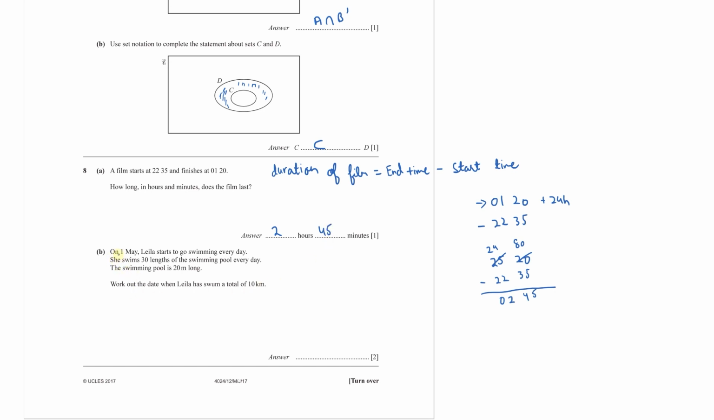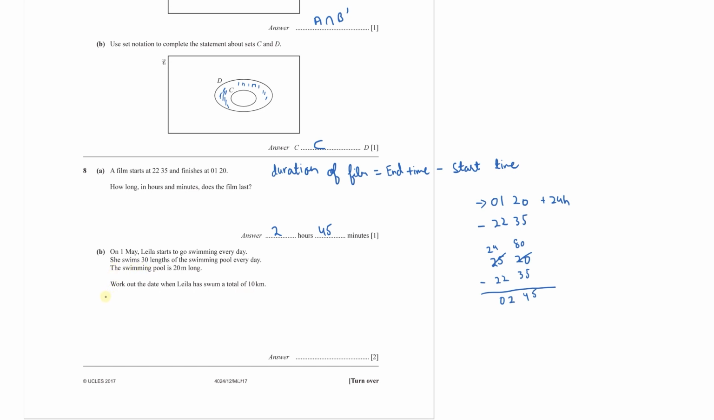Part B is on 1st May, Laila starts to go swimming every day. She swims 30 lengths of the swimming pool every day, and the swimming pool is 20 meters long. Work out the date when Laila has swum a total of 10 kilometers.